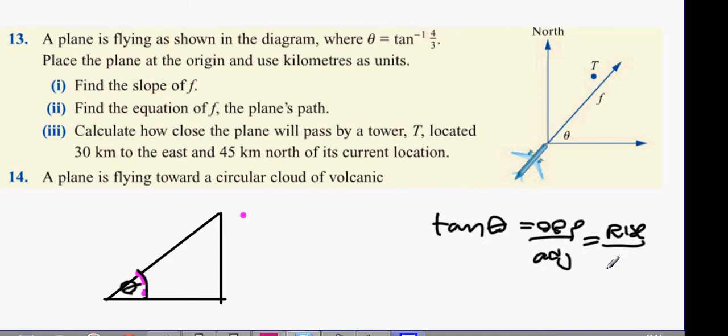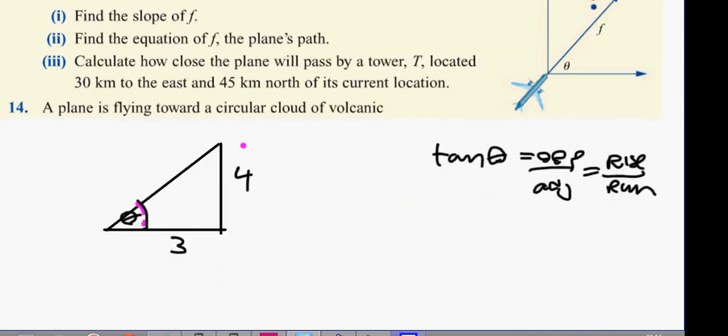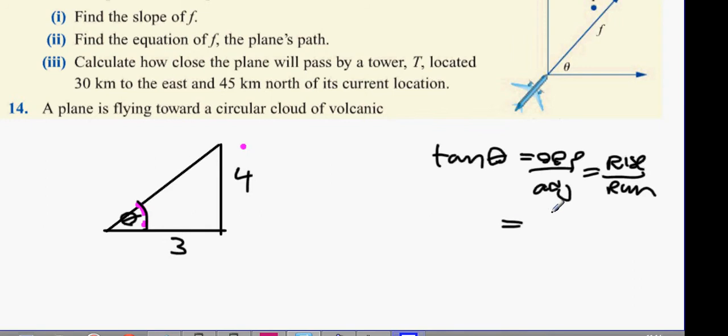Take your C quickly. Then what we get here is 4 over 3, rise over run. Now, find the slope of f. The slope is rise over run, which is 4 over 3. Find the equation of the plane's path.